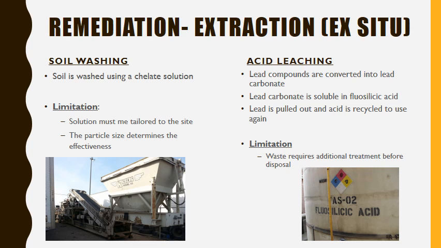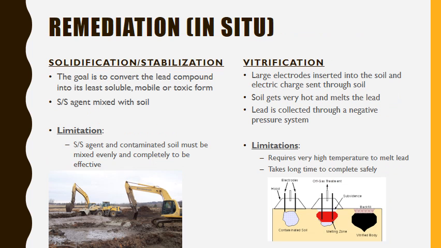Acid leaching is another way to do this. So again, the soil is dug up and the lead compounds that are found in the soil are converted into lead carbonate. Lead carbonate is soluble in this acid, and so this acid is sprayed on the soil, the lead is pulled out, and the acid is able to be recycled for use again. It does create some waste products, and that waste is required to have additional treatment to it before it can be disposed of.